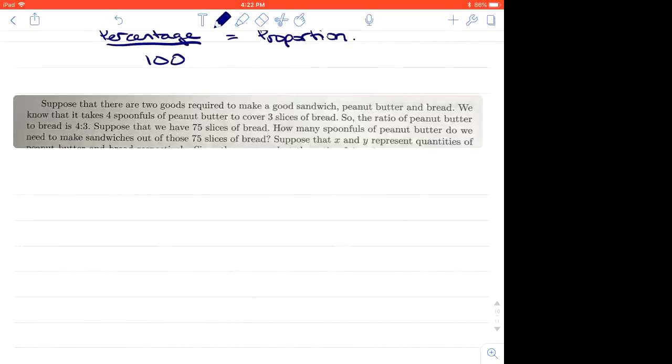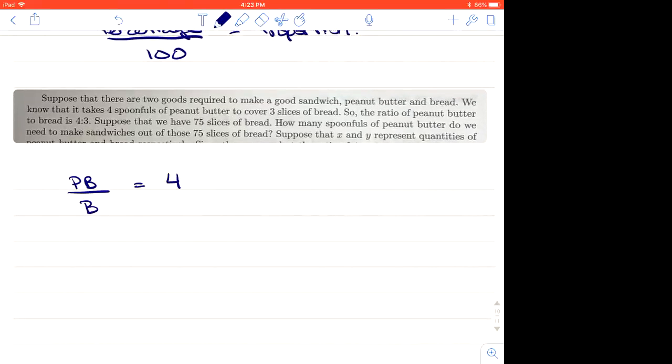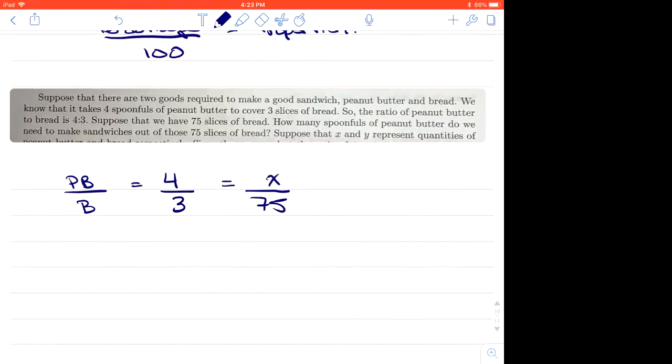But how I'm gonna solve it is I'm gonna say, okay, well, they're saying that there is some peanut butter to bread slice ratio, right? And the ideal ratio is 4 spoonfuls per 3 slices, right? They don't have to be in the same units as long as you're talking about the same units all the way across in your numerator and the same units all the way across in your denominator, right? Spoonfuls over slices. Okay. So then the problem is if we have now 75 slices of bread, right? How many spoonfuls of peanut butter do we need?